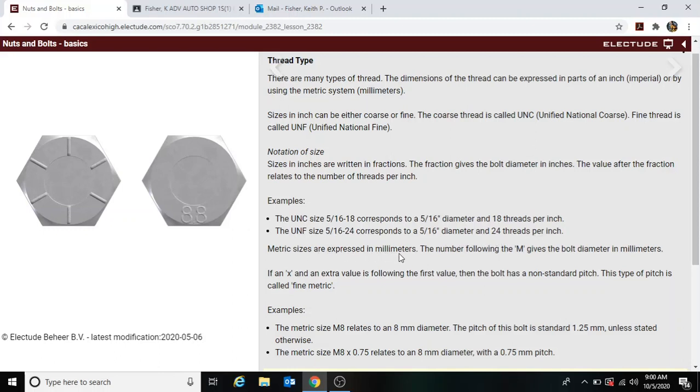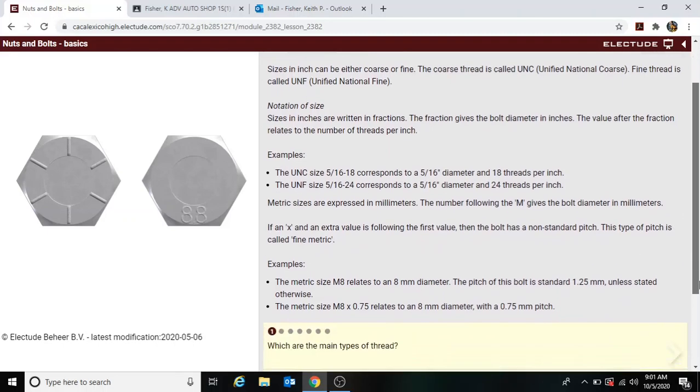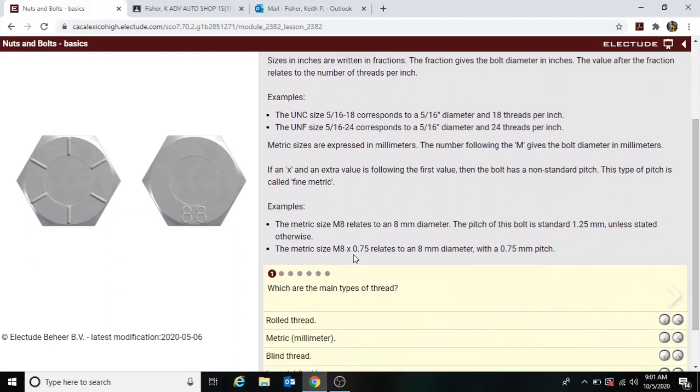And metric sizes are expressed in millimeters. The number after M stands for the diameter in millimeters. If an X, an extra value, follows the first value, then the bolt has a non-standard pitch. This type of pitch is called fine metric. An example: an M8, an 8 millimeter, should usually always be 1.25 millimeters unless it's otherwise stated, as here, M8x0.75, so it has a 0.75 millimeter pitch, and that means it's going to be a finer thread.